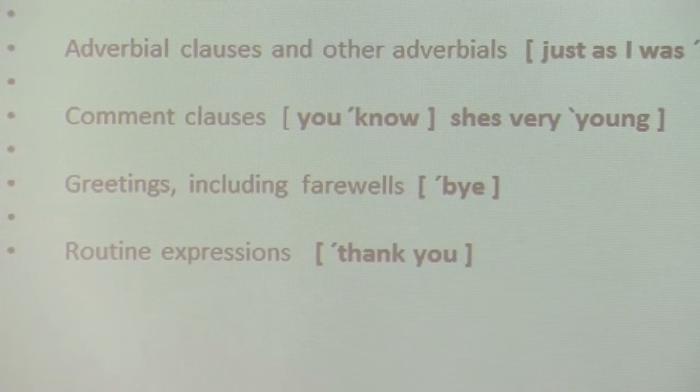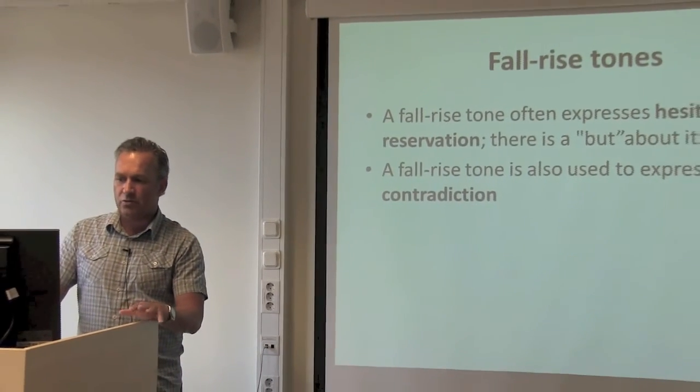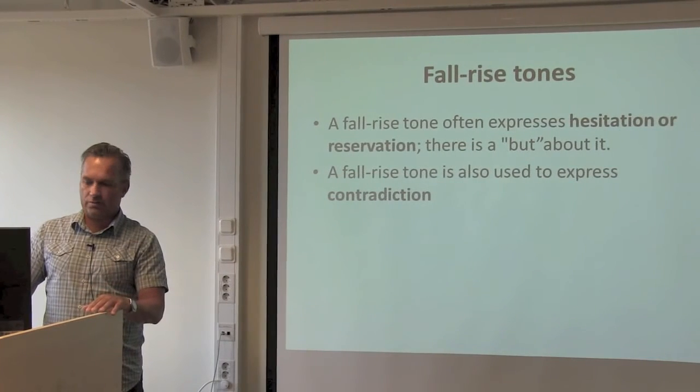So to summarize again, falling tones, the most common in English, are used to express that something is finished, there isn't any more information to come. Rising tones suggest that there is more to come, although there are lots of other examples where we use falling and rising tones. The final group of tone that I want to look at is the fall rise tone. We have a fall and then a rise together. And these often express some kind of hesitation or reservation, but are also used to express contradiction.